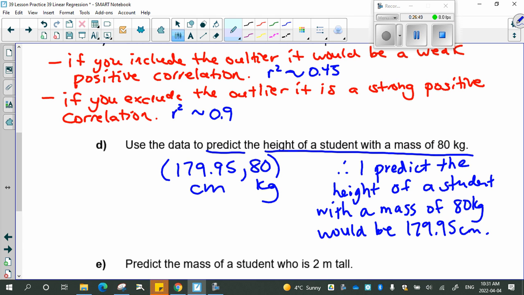Okay, so that's how you use Desmos to predict. Just click on with your finger that point, write down the point, interpret the point. Remember, this is always the X comes first and the Y comes second in the table and in the point.